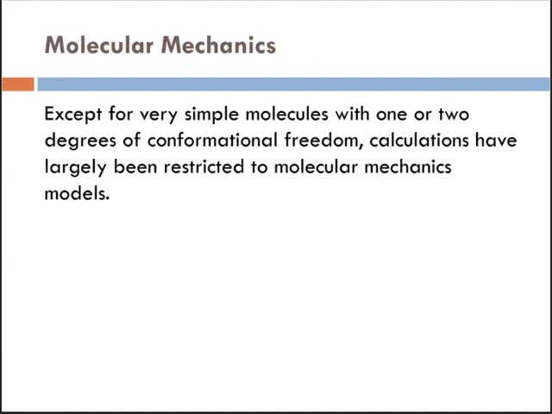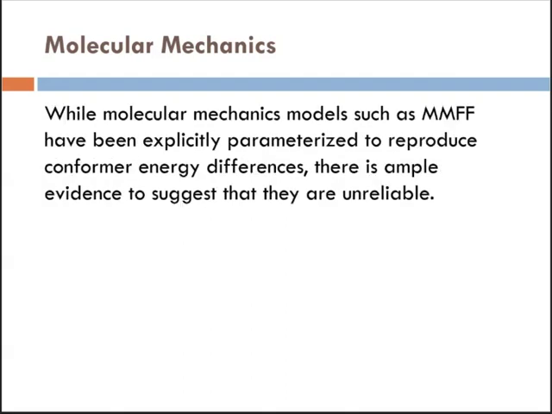For a long time, the only tool that was really available was mechanics. There are 3 or 4 different used variants of mechanics now. They're all pretty much similar. Spartan uses the Merck force field, MMFF, which is now 20 years old. This was explicitly parameterized to reproduce conformer energy differences. That was the primary goal. But now there is significant evidence to suggest that it's not very good.